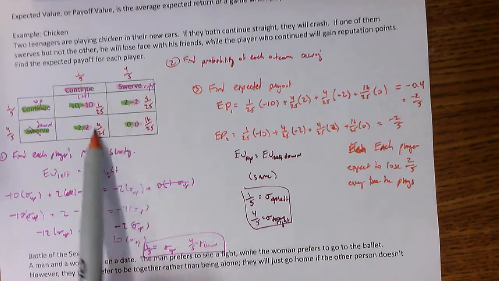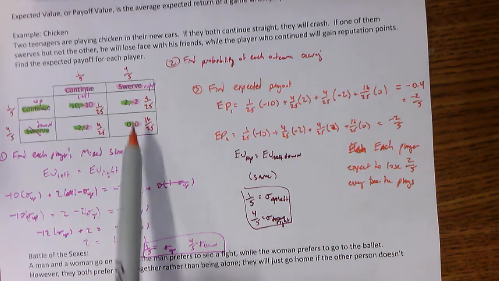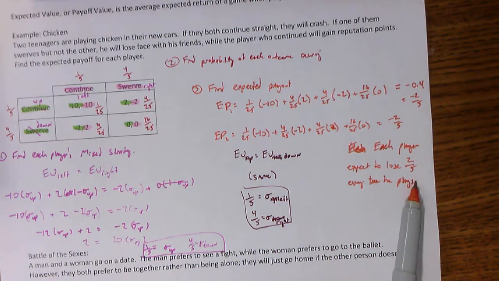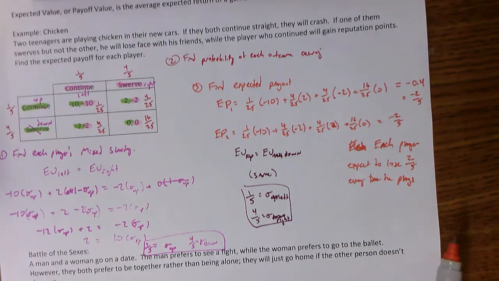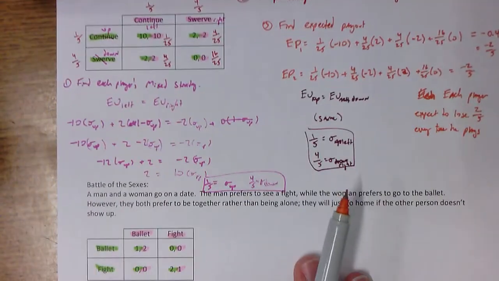Playing chicken is not a great idea because even though sometimes you might win, in the long run, you're losing overall. On average, you're going to keep losing. Okay, so that's how we calculate an expected utility. So let's look at this one down here.